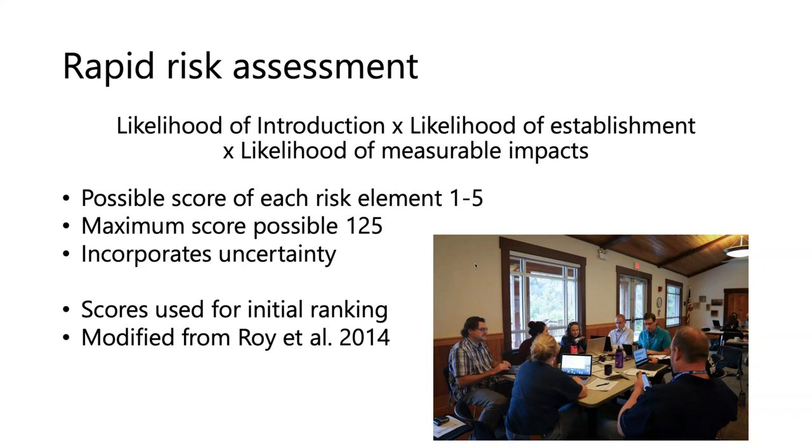Each scoring element, each risk element, can be scored between 1 and 5, with a maximum score of 125 points. Folks are adding their uncertainty to each of those scores, and an overall uncertainty and quick synopsis next to their final score. They're also identifying the pathways for each of those species. These scores will be used for initial rankings, and this tool was modified from that Helen Roy project. With her blessing, she helped me tweak it for our purposes.